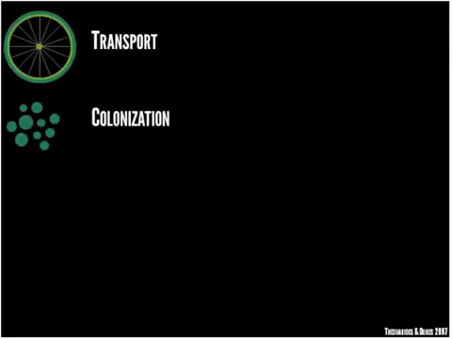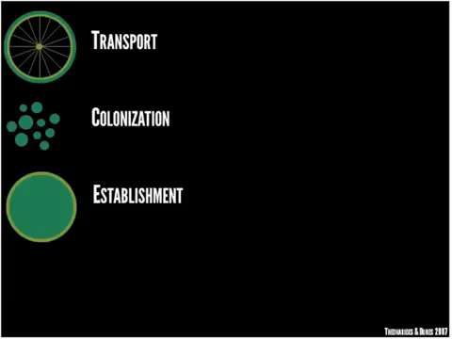But once they get into an ecosystem, they have to be able to colonize. So they have to be able to withstand whatever environmental conditions are present in that ecosystem. And only about 10% or less of any introduced species will be able to actually get to the step of colonization. So it's sort of like a series of steps. Can you get there? And then can you actually withstand the environmental conditions? And if you can, you get to the point where you can establish, which means that you can reproduce and establish a population. And only about 10% of species are actually able to do this.